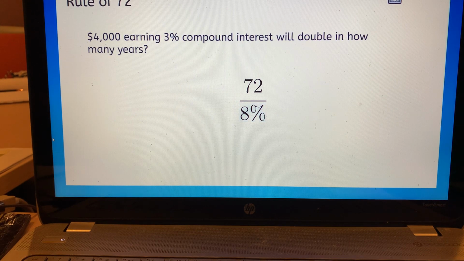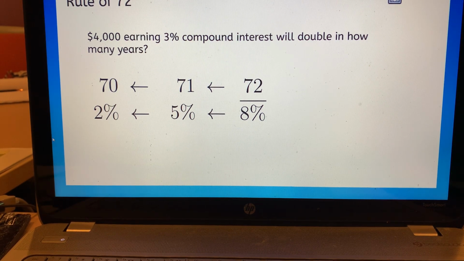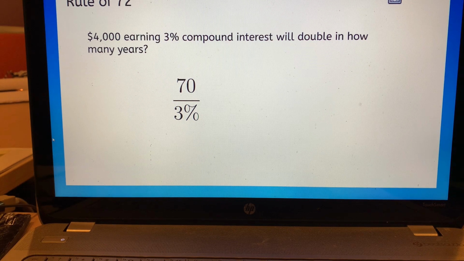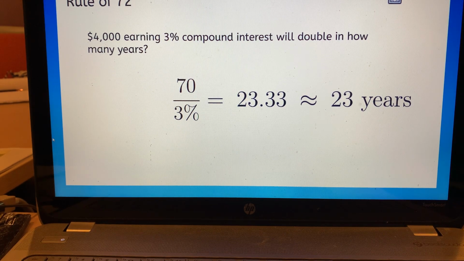Let's use the rule of 72 for this example. If an account has an interest rate of 3%, what number would we use on top? 3% is closer to 2% than to 5%. So we'll drop 72 twice, down to 70. 70 divided by 3, since the interest rate is 3%, tells us this amount will double in approximately 23 years.